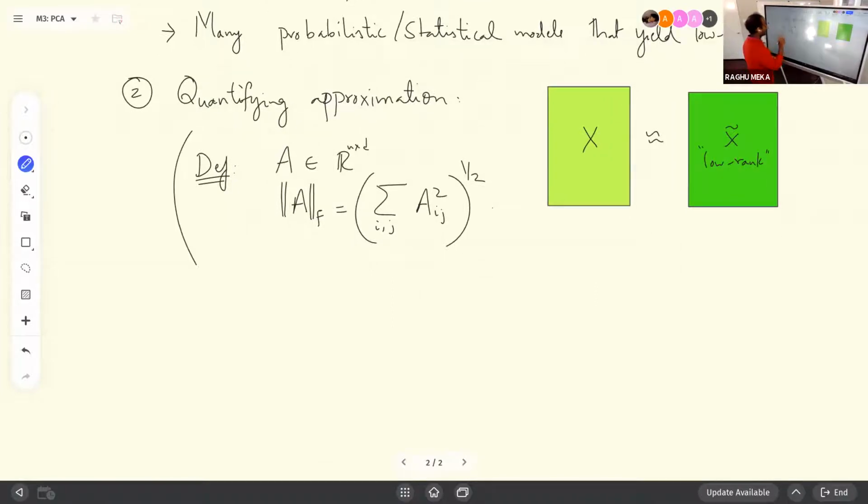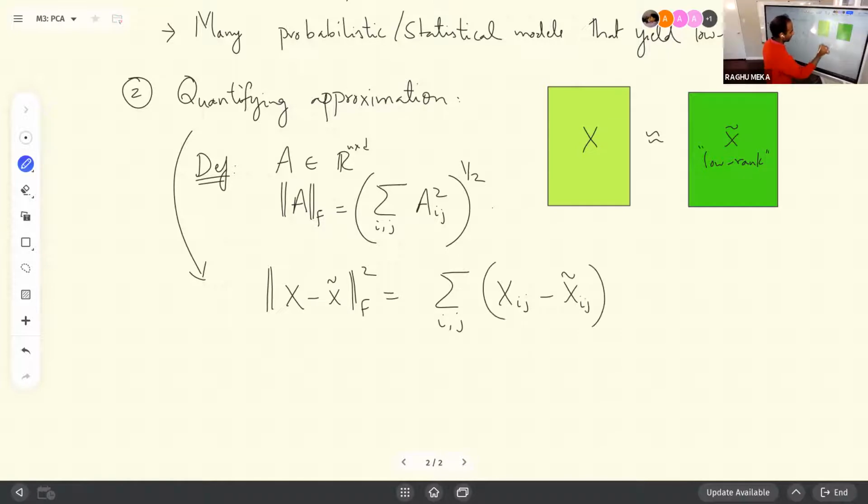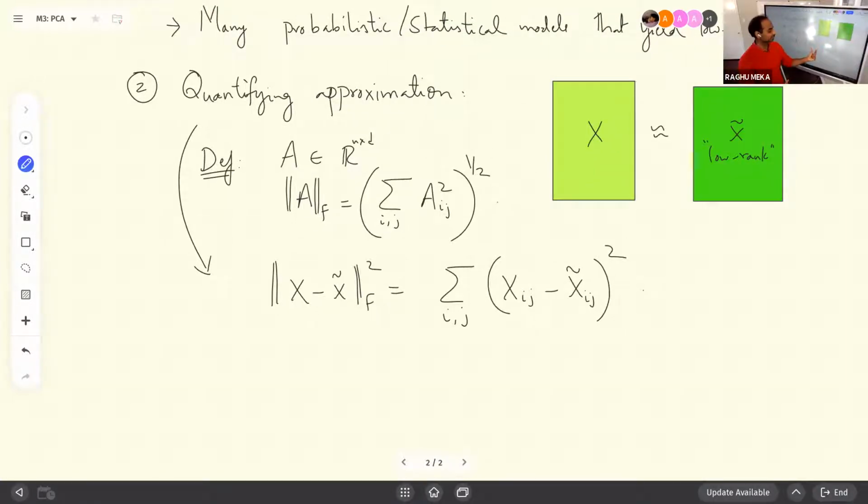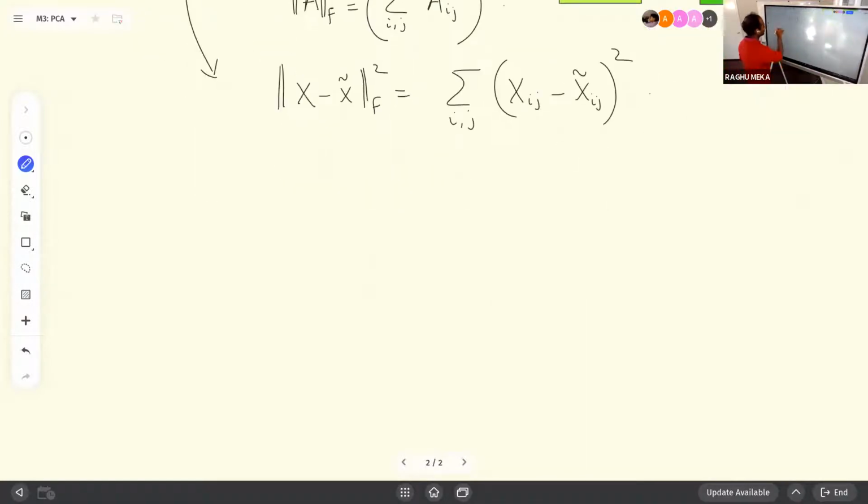And for approximation, what we can look for is the sum of squares of the differences. So we'll try and find a low rank matrix which minimizes the sum of squares of the differences between x and x tilde. Alright, so with this, we are now ready to state our low rank approximation problem.